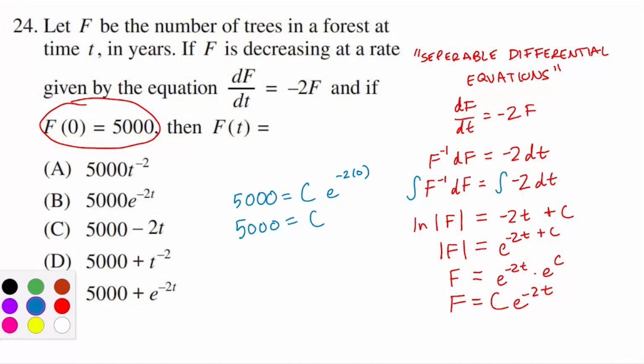So that means that 5,000 must be c. So now we have our final equation for f, which is 5,000 times e to the negative 2t, and so our answer is B.